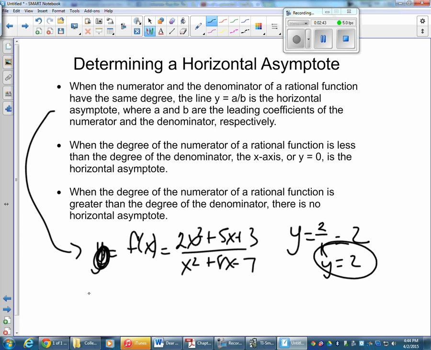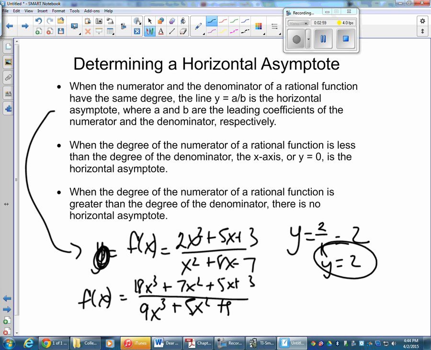If I were to have f of x equals 18x cubed plus 7x squared plus 5x plus 3, it could keep on going. And on the bottom I had 9x cubed plus 5x squared plus 8x plus 3. What I'm only looking at is they both have a degree of 3. So the line y equals 18 over 9, or y equals 2, would be my horizontal asymptote.